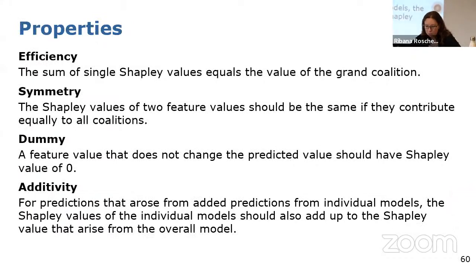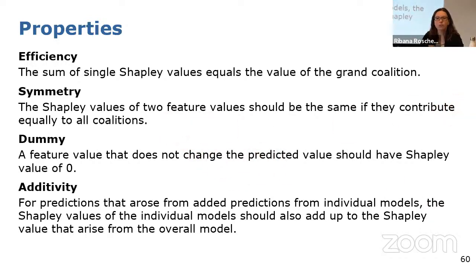And one really nice thing about the Shapley values is that they have properties, and nearly none of these interpretation tools will give you similar properties. Let me briefly go through them. So first you have efficiency. So the sum of single Shapley values equals the value of the grand coalition. So when you compute the contribution, if you put them all together, it equals the grand coalition, so the overall payout.